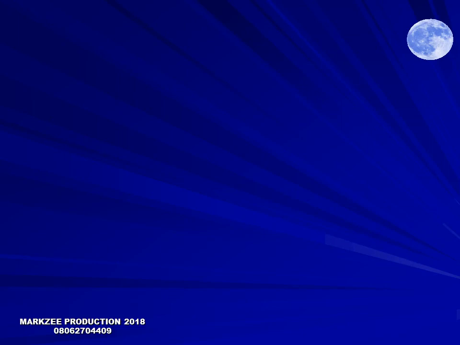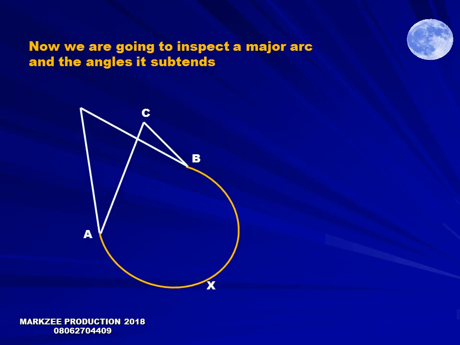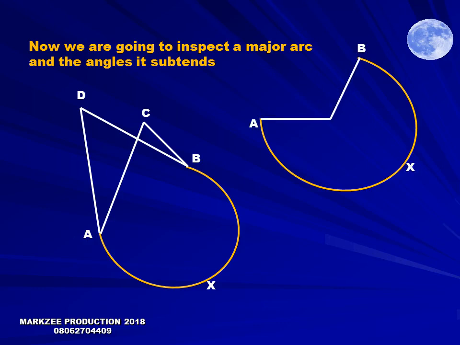Now we are going to inspect a major arc and the angle it subtends. Note that if this is a major arc, for a major arc to subtend an angle, that's the angle. So that's the angle subtended by a major arc. Now the major arc can also subtend the angle inwardly. That angle was also subtended, but it is actually the inward angle, which is the reflex angle that was subtended by the major arc.